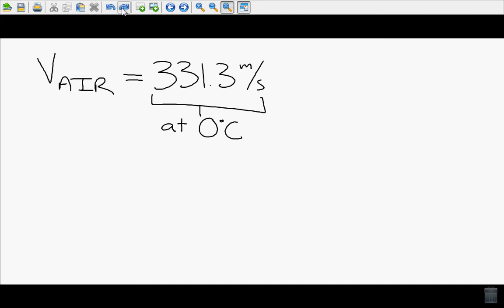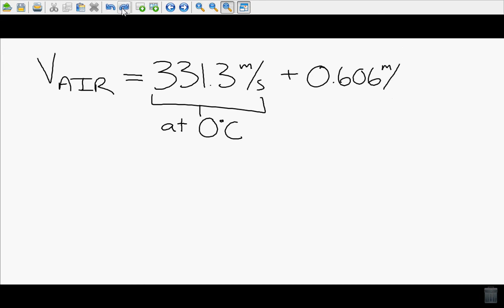So what we'll do is either go up or below that standard based on the temperature. And the way we do this is by adding 0.606 times whatever the temperature is at that point. So if it's 20 degrees, then we'll multiply 0.606 by 20 degrees Celsius. So what does that 0.606 actually mean?